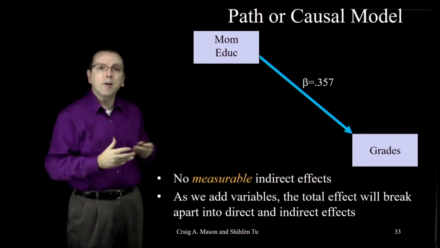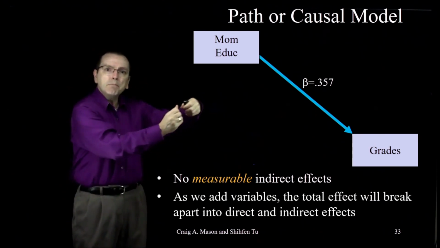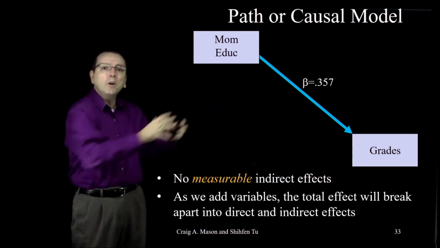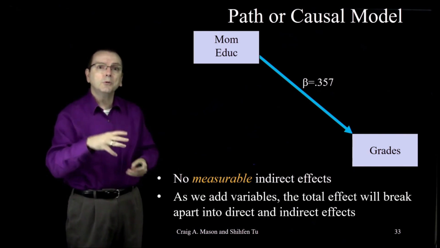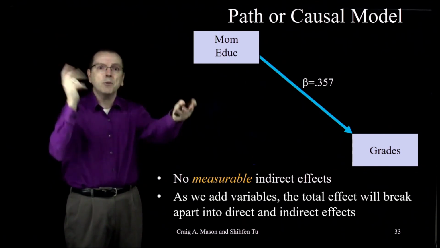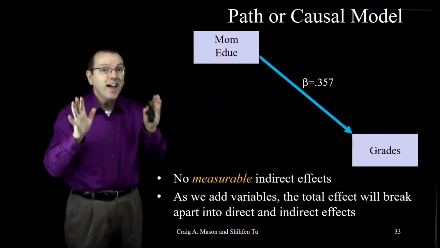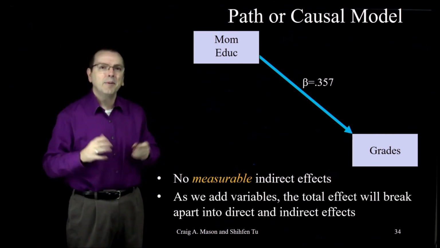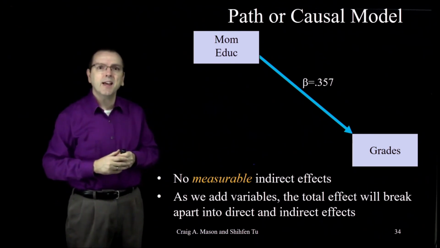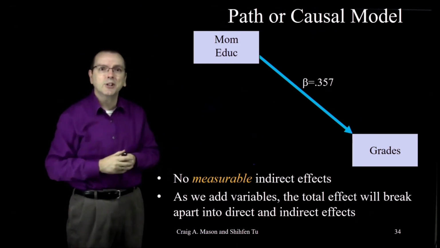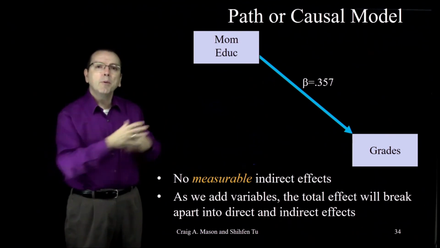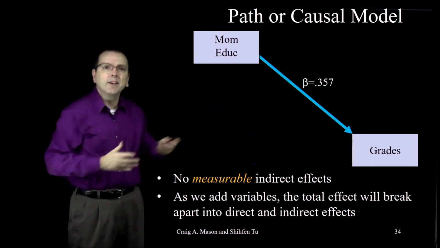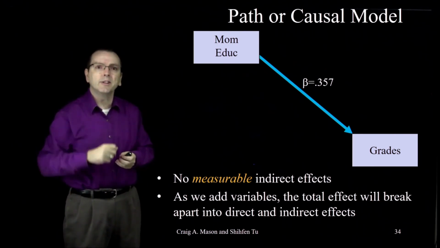But as we add variables, what we're going to see is that we'll be able to pull out the indirect effects of those variables and split that total effect of 0.357 into separate direct and indirect effects. And that's where things, in my opinion, really start to get interesting. I mean, sure, that beta of 0.357 is the total effect of mother's education. That's good to know. But without other variables, we're left wondering why, or how is it having an effect? What's the process for this effect?